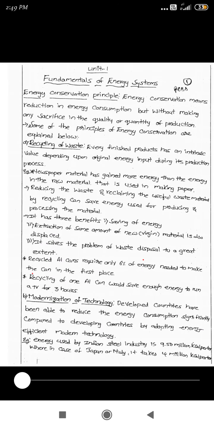So each and every thing can be reused, but in terms of energy, why? Because we are going to study the energy concept. At that time, you have to take that example in terms of energy only. Can anyone tell me an example of recycling of wastage? For example, I consider a thermal plant. Thermal plant, what is the input?